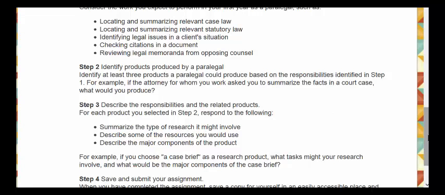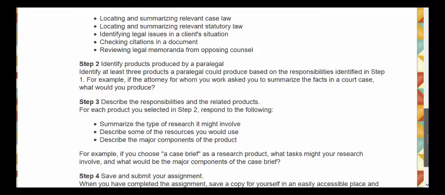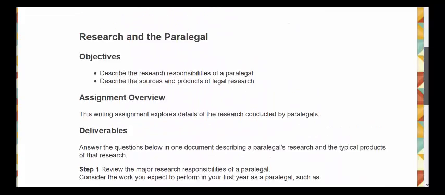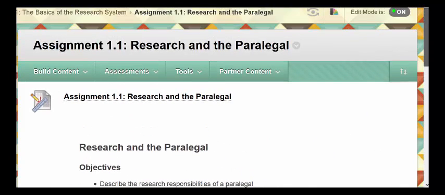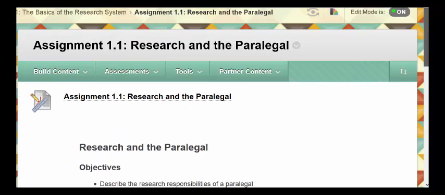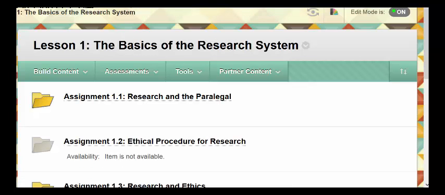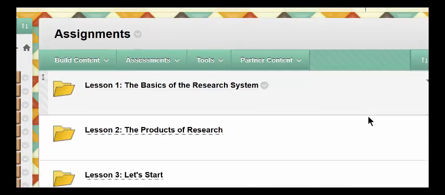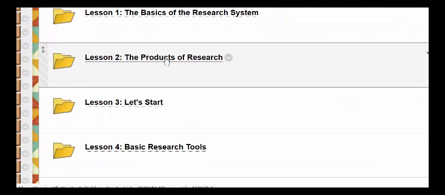So with the case brief, if you know what those components are, and certainly if you read the table of contents for the book, or even just, I don't like to do this. Will I be able to get back here? I always have trouble getting back to assignment. But if you were confused about the products, you could go back and look at the other lessons, the lesson 2, the products of research.